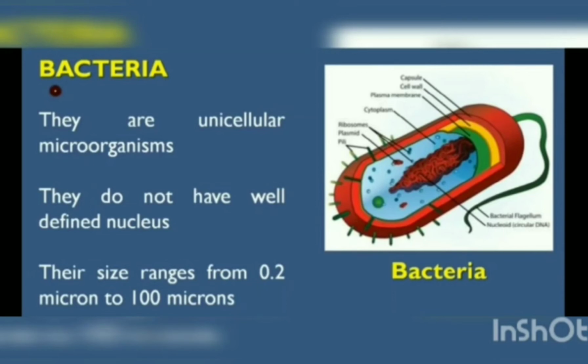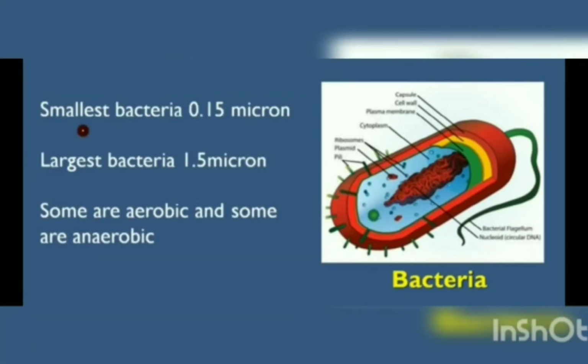This is the structure of bacteria, and if we focus on its speciality, they are unicellular microorganisms. They do not have a well-defined nucleus and their size ranges from 0.2 micron to 100 micron. The smallest bacteria is of 0.15 micron and the largest bacteria size is 1.5 micron. Some are aerobic and some are anaerobic. Aerobic means they need oxygen to breathe and anaerobic means they don't need oxygen.